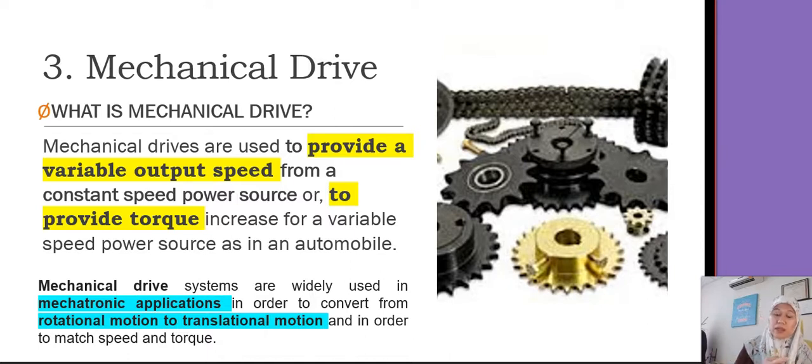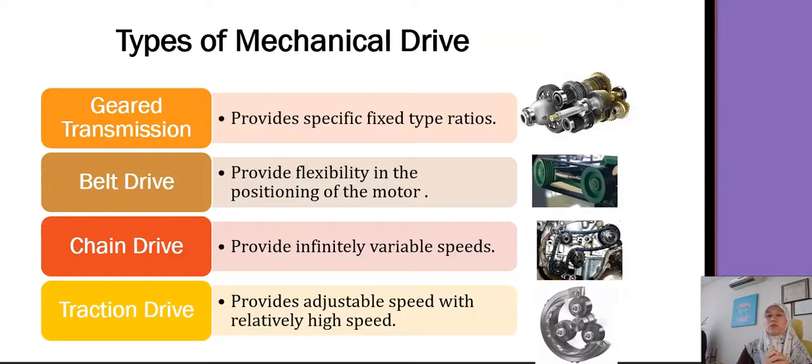It can be a turbine, it can be an engine. So it's a drive to move something. Usually a drive is used with electronic mechatronic. It's a combination of electrical drive and also mechanical drive, to convert the rotational motion into translational motion. Okay, these are the types of mechanical drive.